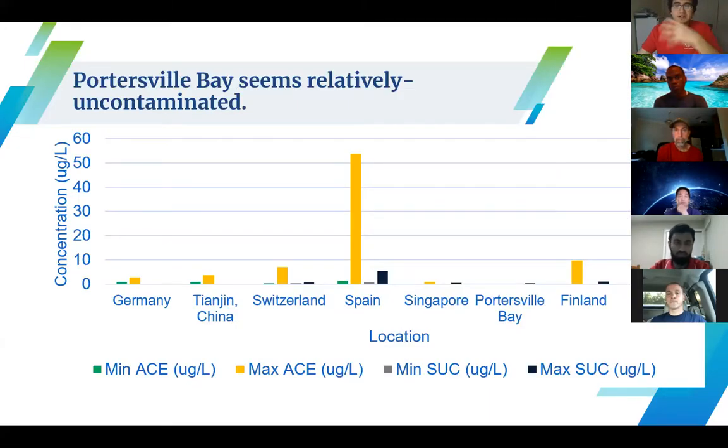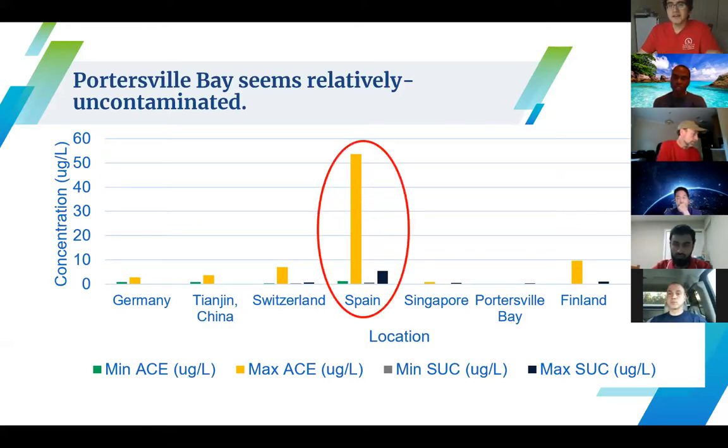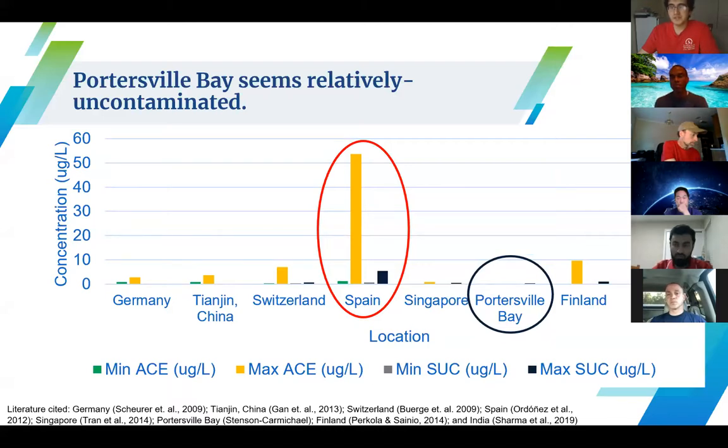My research was important for me to get an idea of what the contamination is in the area that we were researching, which is in Bayou La Batre. The water body is Portersville Bay. I also looked at other areas across the globe, and fortunately, Portersville Bay is doing a pretty good job of staying relatively uncontaminated. Spain actually has some of the highest levels of acesulfame and sucralose in the different studies that I looked at, and you can see Portersville Bay is really low. So that's really good news, as it seems that best practices are being used in the Bayou La Batre area.